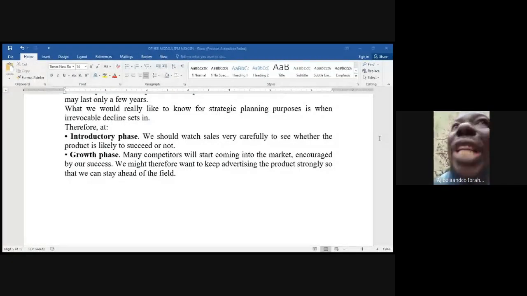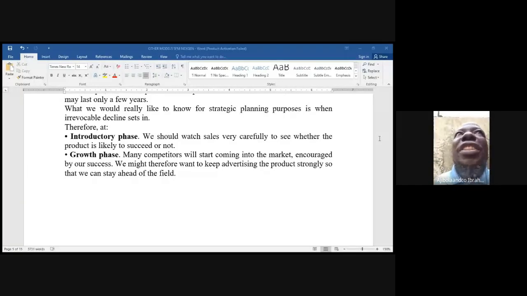You need capital. You need money to do promotion. You need money to do advertisement. You need money to produce more. Notwithstanding, the volume of the sales are rising. Then the next stage, they call it maturity stage.